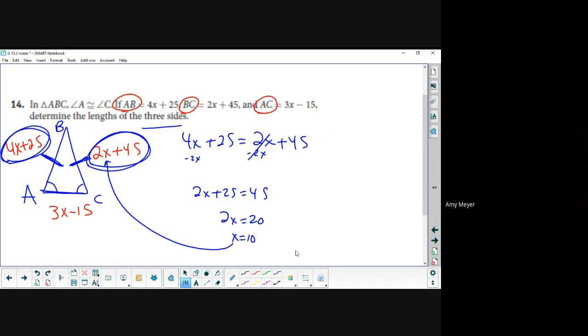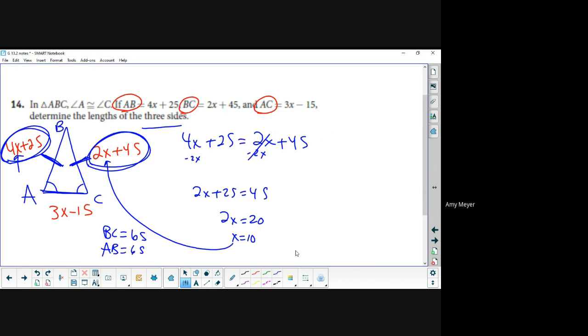Okay, so I'm plugging it back in. If I plug 10 in here, 2 times 10 is 20, plus 45 is 65. So BC is 65. Plug 10 in here for x. 4 times 10 is 40. Plus 25 is 65. That worked out well because they're supposed to be alike. Congruent.